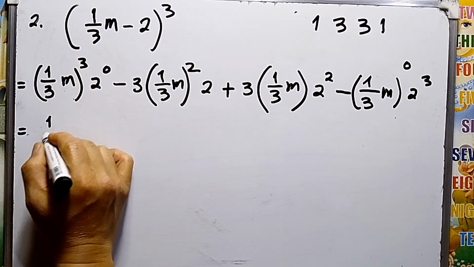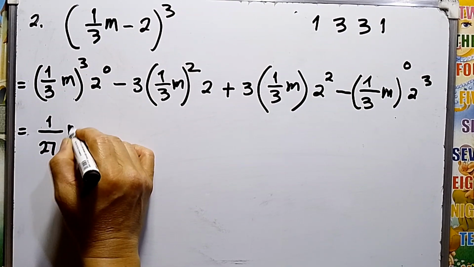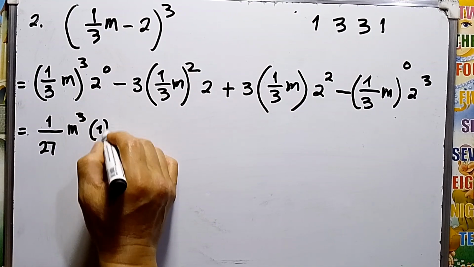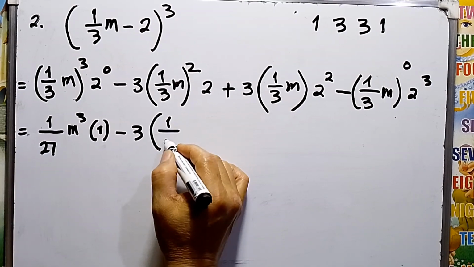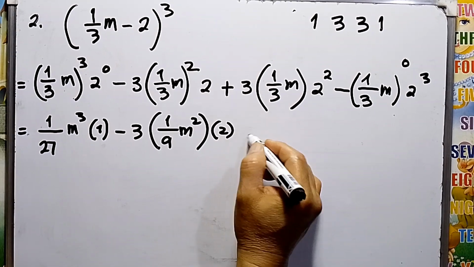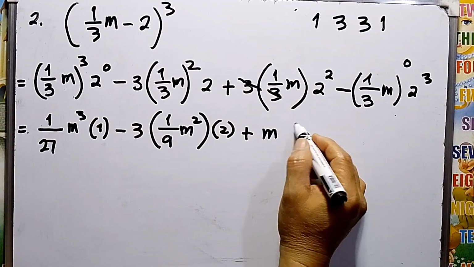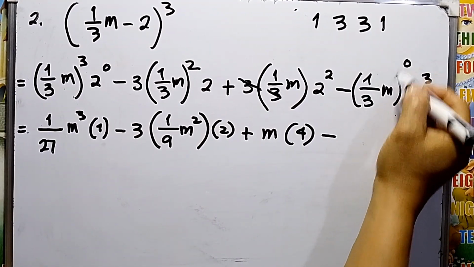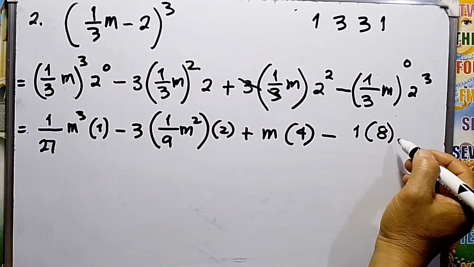So this will be 1 cubed, which is 1. 3 cubed is 27. m raised to the third power, that will be m cubed. Take note, 2 to the 0 power will be equal to 1. Then minus 3. 1 squared will be 1. This will be 9 m squared times 2. Then plus, this will be crossed out, m times 4, minus 1 over 3m raised to the 0 power, that will be 1 times 8, because 2 to the third power is 8.